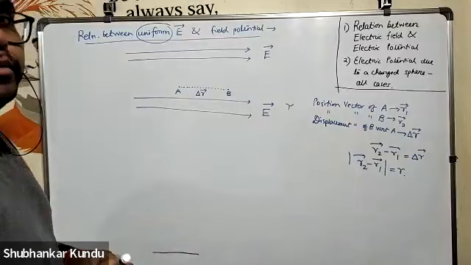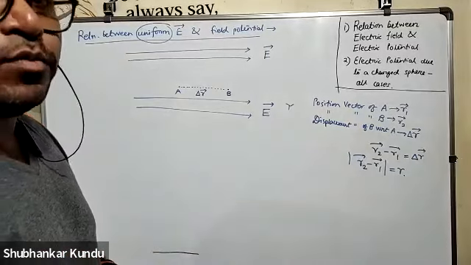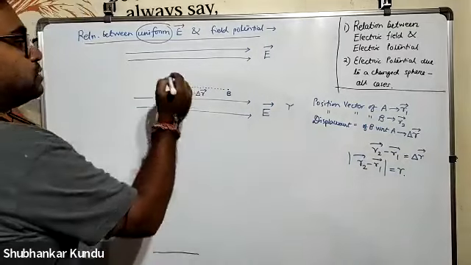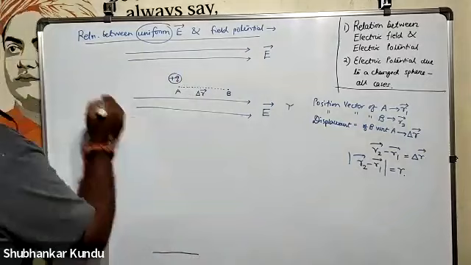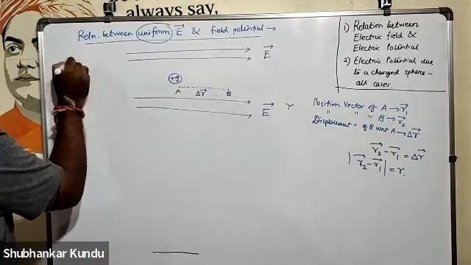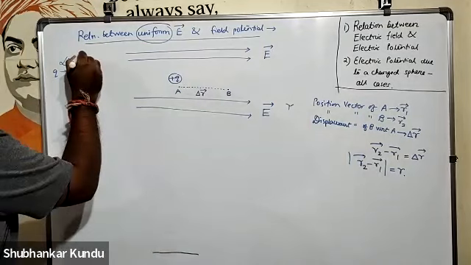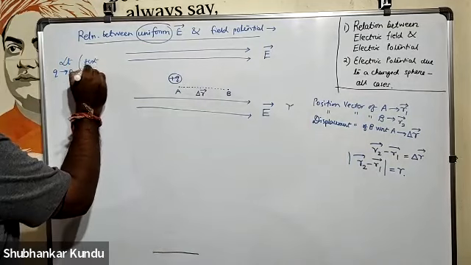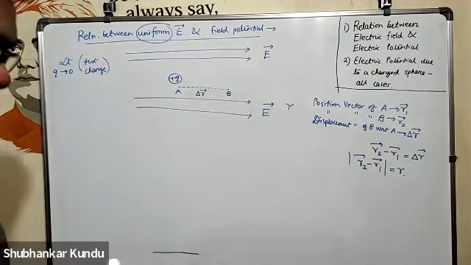At A, I'll be placing a test charge. What is a test charge? A small positive charge, suppose plus Q. What is plus Q? Plus Q is a test charge. That means limit Q tends to 0, because it is a test charge.